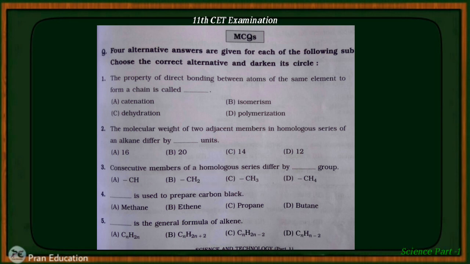Fourth, dash is used to prepare carbon black. Options: A methane, B ethane, C propane, D butane. The correct option is option A, methane. Fifth, dash is the general formula of alkyne. Options: A CnH2n, B CnH2n plus 2, C CnH2n minus 2 and D CnHn minus 2. The correct option is option A, CnH2n.